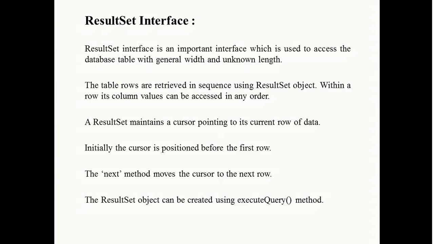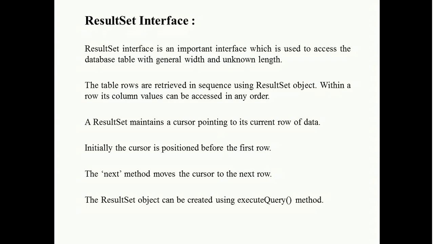A ResultSet maintains a cursor pointing to its current row of data. Initially, the cursor is positioned before the first row, and the next method moves the cursor to the next row. So, the ResultSet object can be created using the executeQuery method. In short, the ResultSet is used to retrieve the table rows in sequence.